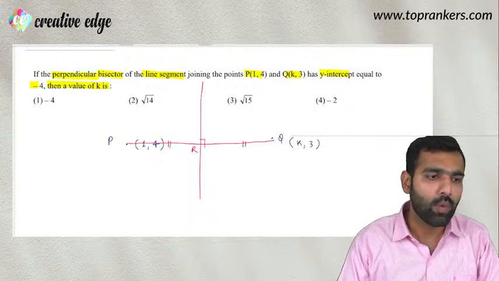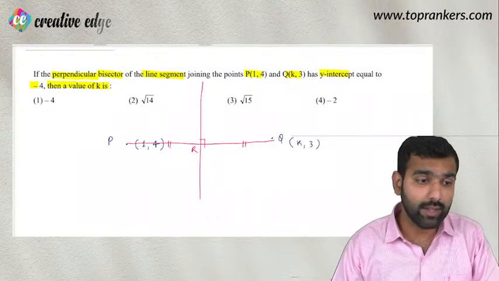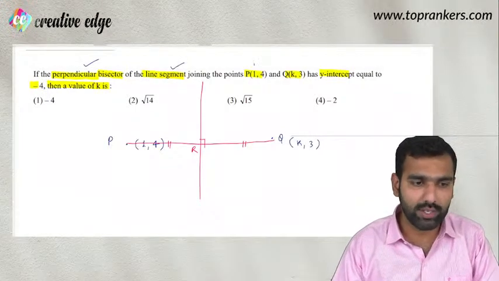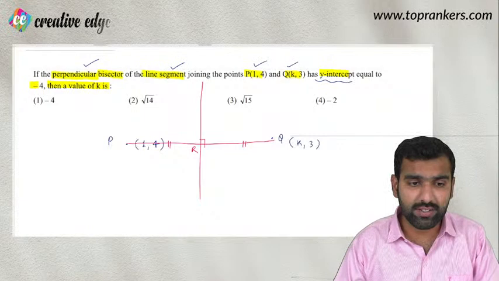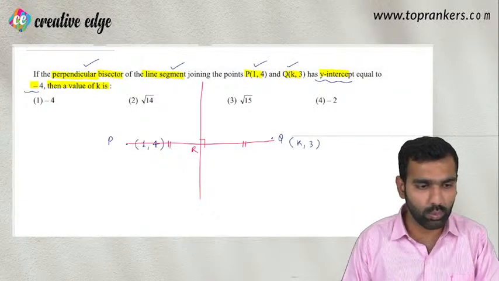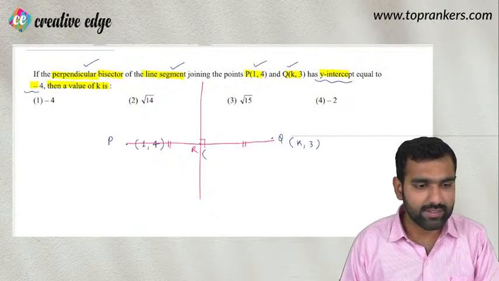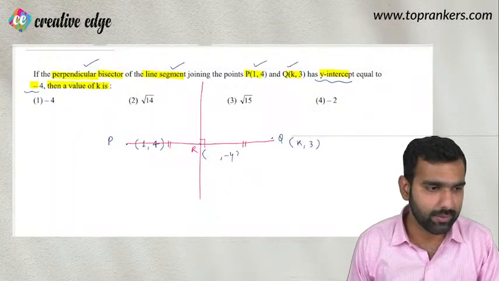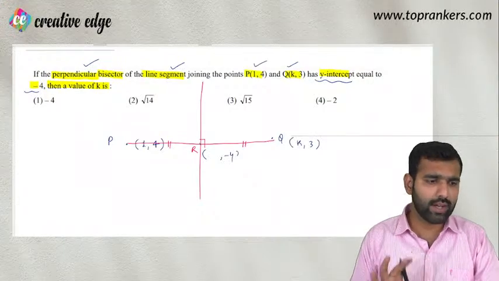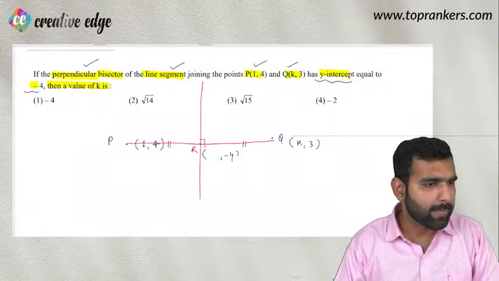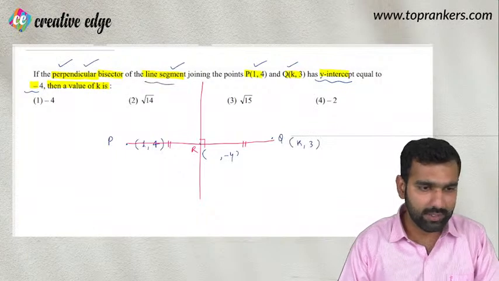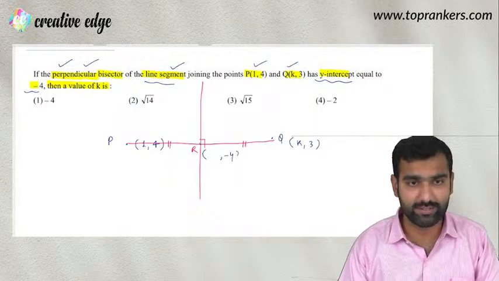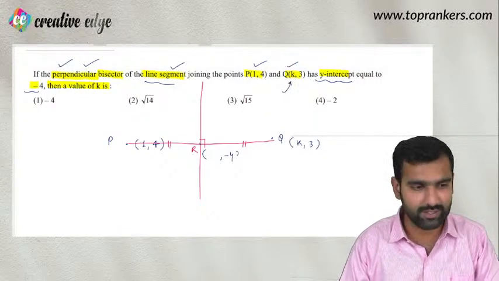Now, what are we asked in this question? One more thing is very clearly told: the perpendicular bisector of the line segment joining points P and Q has y-intercept equal to -4. So we are told that the y-intercept of the perpendicular bisector is clearly nothing but -4. I hope you are able to understand this much information, right? Now, what are we going to do further? The value of k is asked. So the value of this particular k is asked, right?